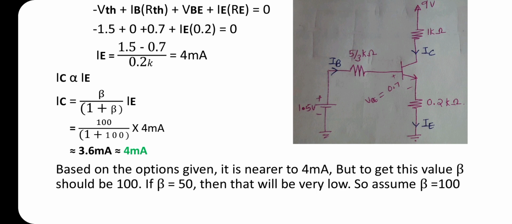But to get this value, beta should be 100. If beta is 15, then that value will be very low. So assume beta is equal to 100.